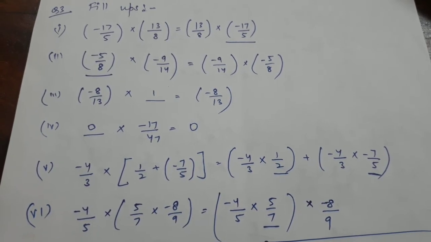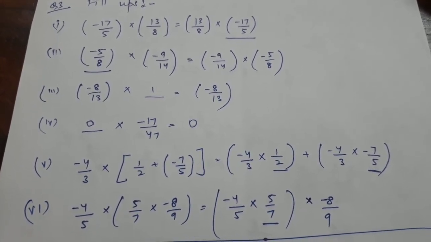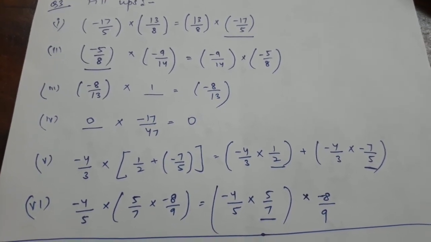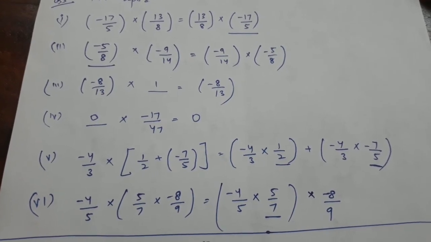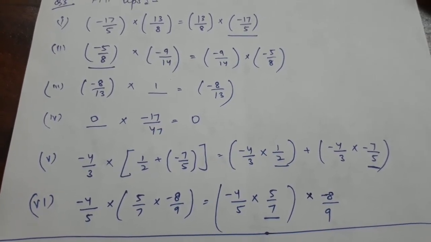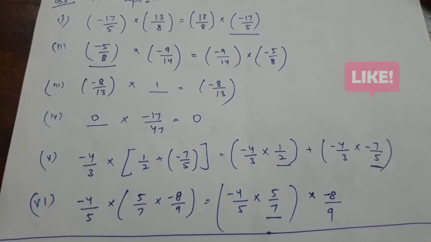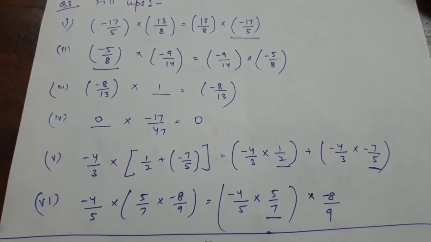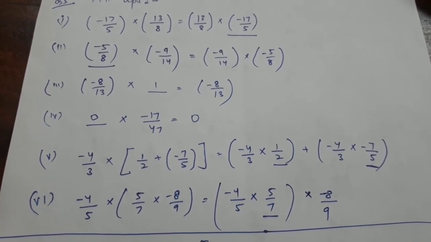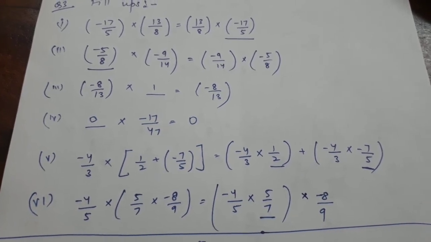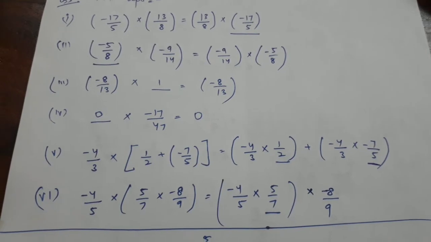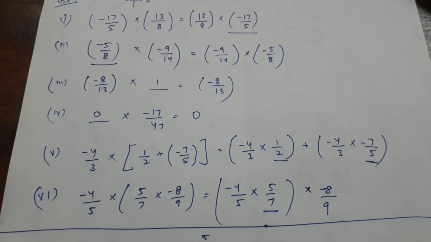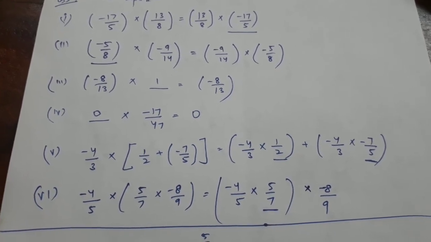In question number 3, we have been given some fill in the blanks, and those blanks will be filled with the help of properties of multiplication. In the first part, commutative property will be there. So according to the commutative property, any rational numbers can be added or multiplied in any order. So minus 17 by 5 into 13 by 8 equals 13 by 8 into minus 17 by 5. In the second part also commutative property is there. Minus 5 by 8 into minus 9 by 14 equals minus 9 by 14 into minus 5 by 8.